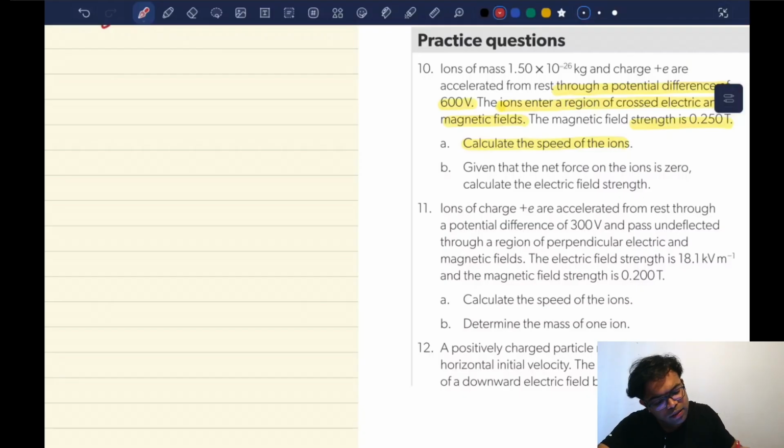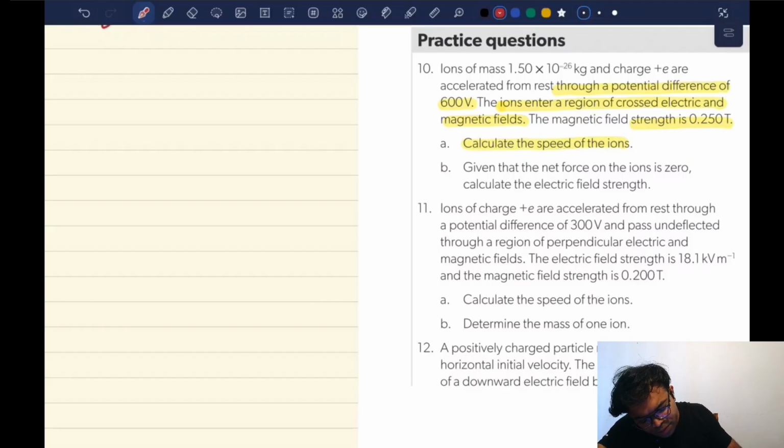So in this question, they have ions of mass 1.5 × 10^-26 kg and charge of +e, accelerated from rest through a potential difference of 600 volts. The ions enter a region of cross electric and magnetic fields. The magnetic field strength is 0.25 Tesla. Calculate the speed of the ions. Now, how do you solve this question?